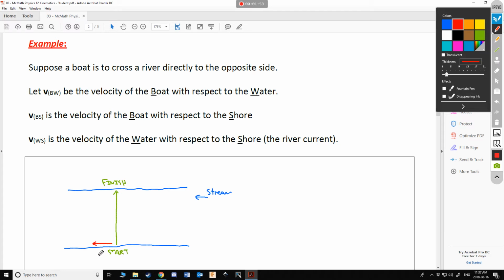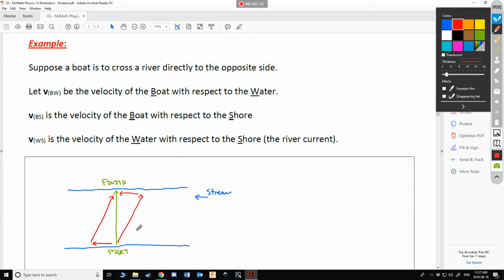Stream is going left. So the only way for our boat to get to the finish is actually to angle ourselves slightly against the stream, like the following. So this would be the velocity of the water relative to the shore. This is the velocity of the boat relative to the shore, or to the water. Again, it doesn't matter if I do v1 plus v2 or v2 plus v1. I could draw the boat first, and then I can draw the water vector. Notice how they still get to the finish line.